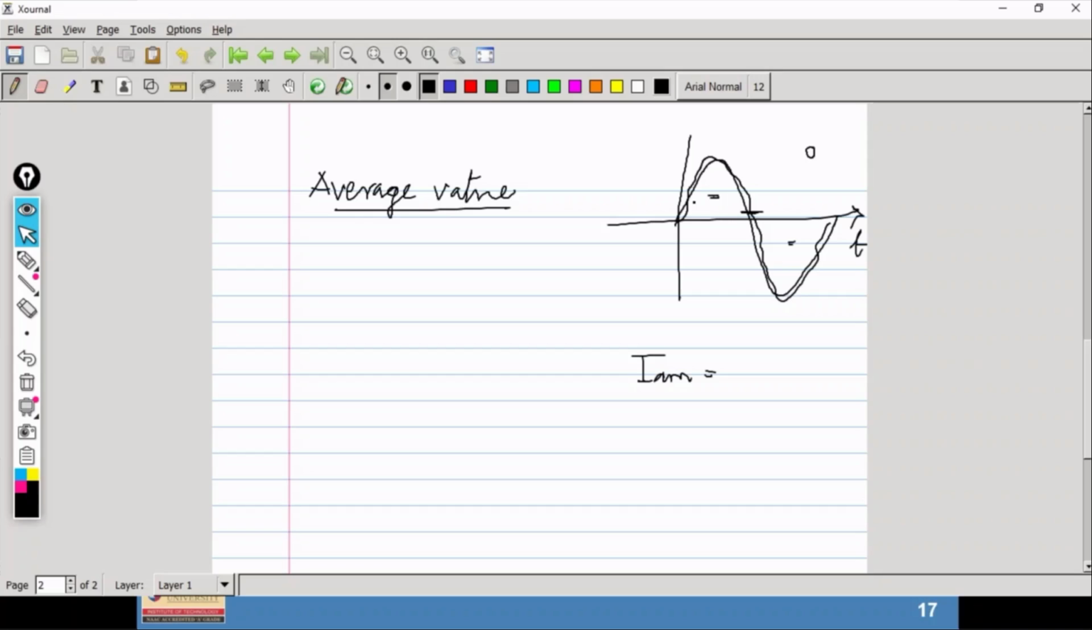Suppose if the different samples are taken of current I1, I2, I3, and so on, then we can write I1 plus I2 plus I3 plus up to IN, upon N. So if there are N terms, we can write an average value in this way. Fine.